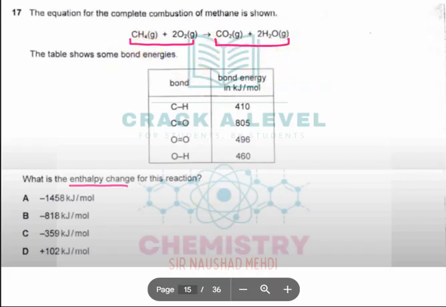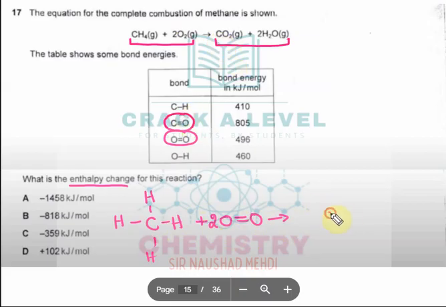So first of all, if we look at the CH4, the structure of CH4 is like this. Okay, and then O2. If you look at the table, here you can find the bond of the O2, which is O double bond O, which is 2 times in the equation. And then we have carbon dioxide. Carbon dioxide means CO2.